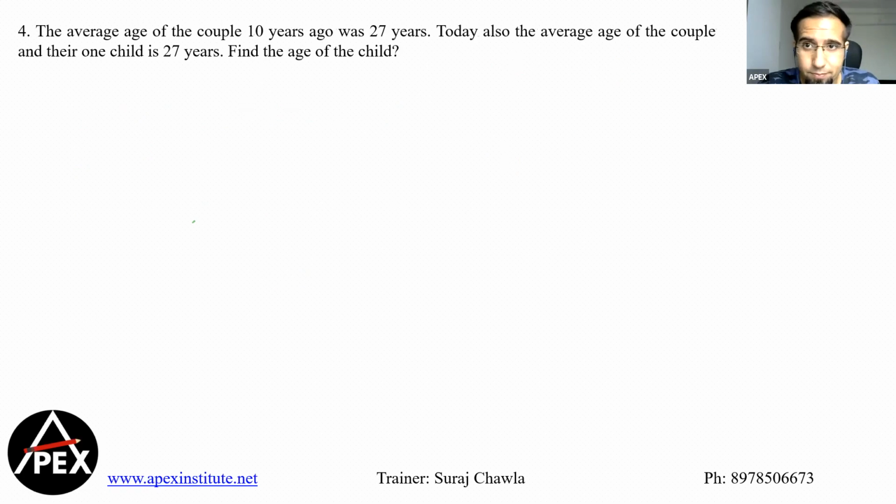Don't worry. Now, let's look at this question, guys. The average age of a couple 10 years ago was 27. Today, the average age of the couple and their child is 27. Find the age of the child. Can you take a minute and solve this, please?